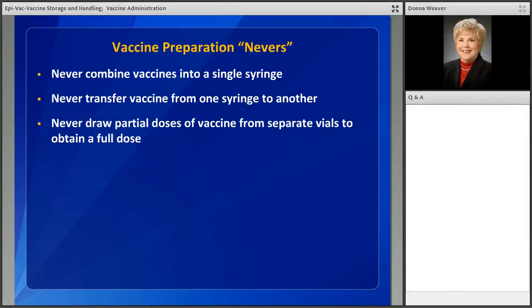Now, here are a few nevers when preparing vaccines. Never combine vaccines into a single syringe. Never transfer vaccine from one syringe to another. And never draw partial doses of vaccine from separate vials to obtain a full dose.